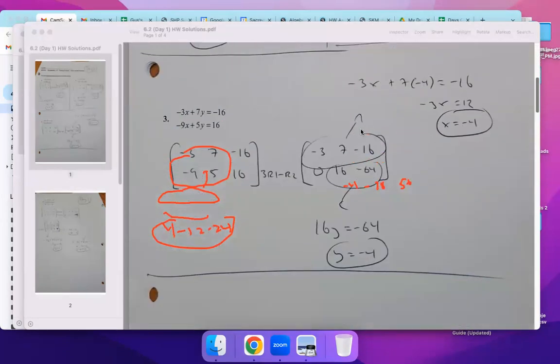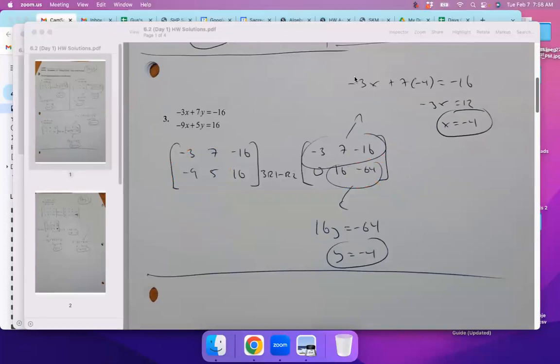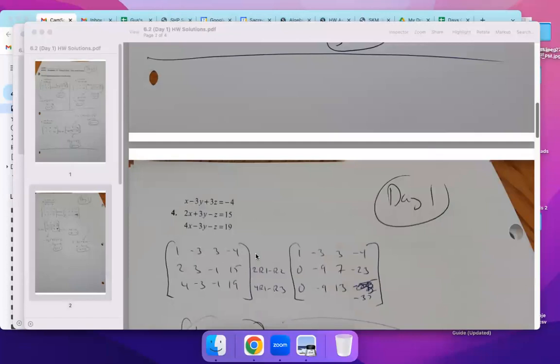Yeah, another system of 2 equations, 2 variables. In this case, I decided to get rid of the coefficient of x's, so I did 3R1 minus R2. So that therefore, if I multiply the top row by 3 and subtract it with R2, I'm getting 16 and -64 in the second row. And yeah, I get y is -4, solve for x, that's -4 as well. And you can always go back and plug into the system, see if it makes sense.